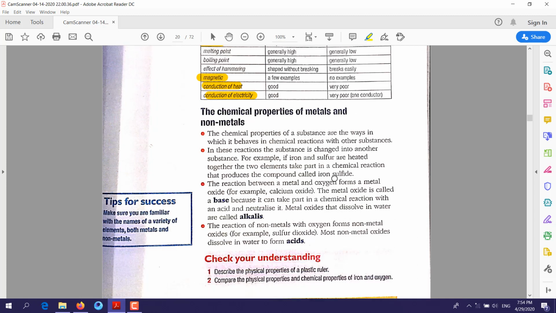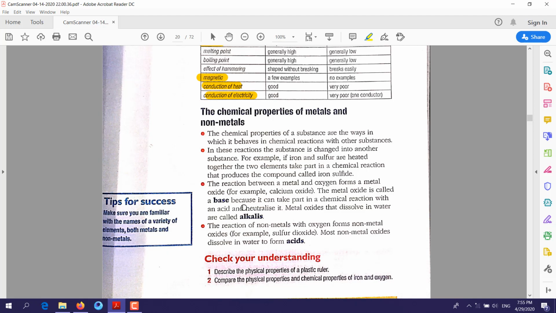But how can we differentiate between metal and non-metal by their chemical properties? In chemical properties, we will focus on whether this metal, or this element in general, is reactive or not. We can separate between metals and non-metals by their reactivity. Usually most metals are reactive, while most non-metals are unreactive, or they react but slowly.